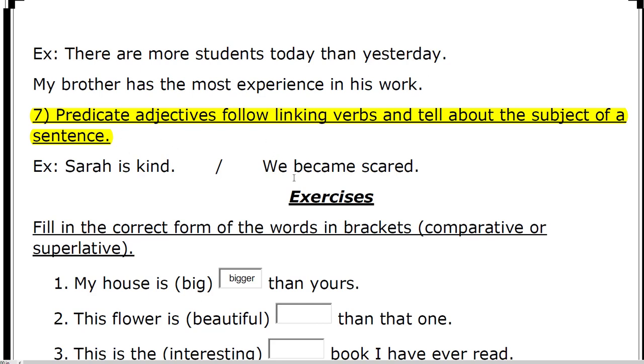And another one, we became scared. Where is the predicate adjective? Scared, because it's related to the subject of the sentence. If you ask yourself, who are the scared people? The answer will be we, the subject. Who is the kind girl? We will say Sarah. So the predicate adjective will be related to the subject of the sentence.